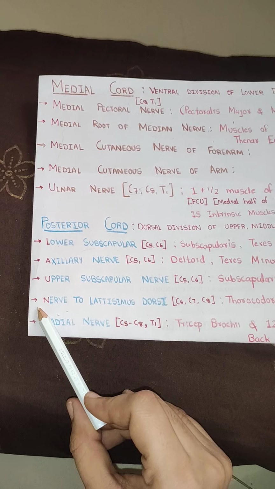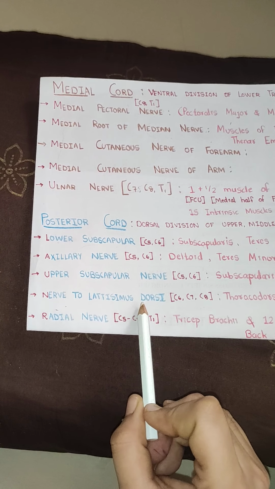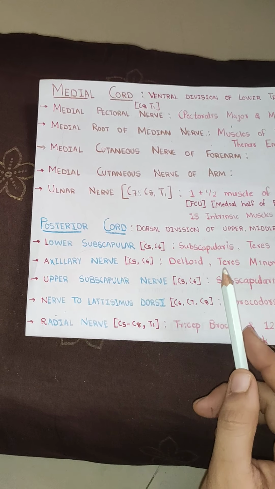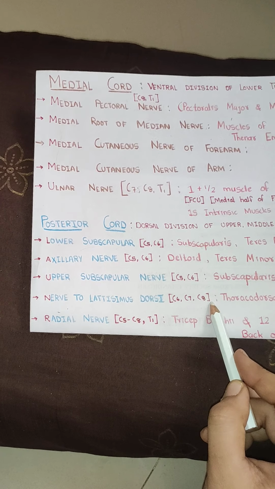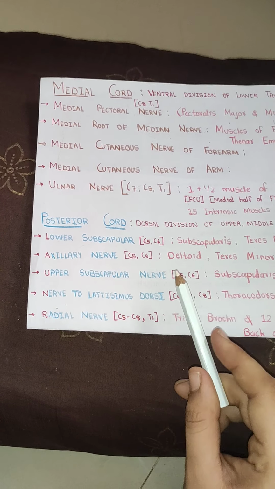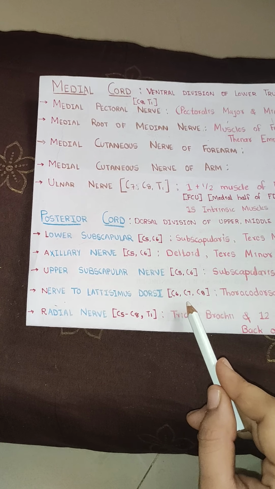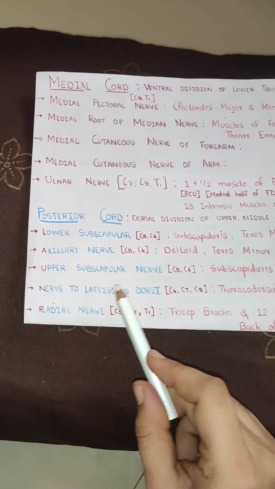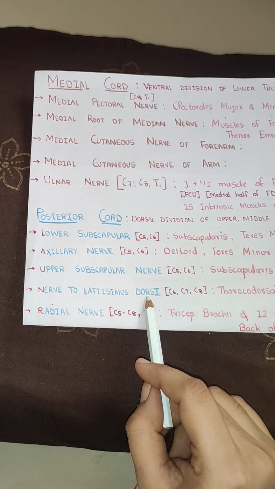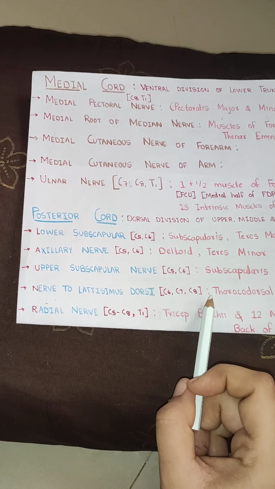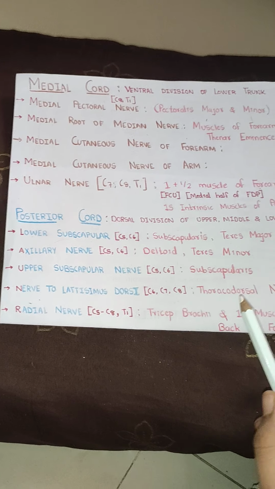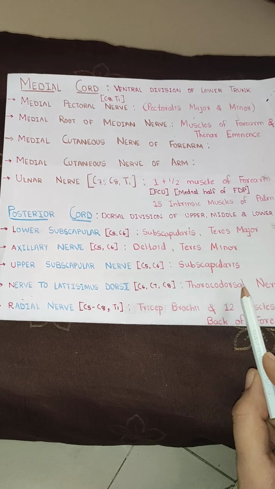N stands for nerve to latissimus dorsi. Now after C6, so it will be C6, C7, C8. Now latissimus dorsi lies in the dorsal region of our body and on thorax part. So it is also known as thoracodorsal nerve.